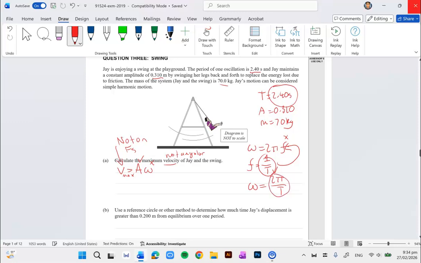So that's the equation for angular velocity. And we're going to take this and plug it in instead of the omega. So we're going to get v equals the amplitude of 0.310 times 2 pi over 2.40. And that should give you an answer. Let me put on my calculator. Something like 0.811... So we're going to round it to 3 significant figures from this figure here: 0.812 meters per second. That's question A done. And this is worth an achieved with the correct working.